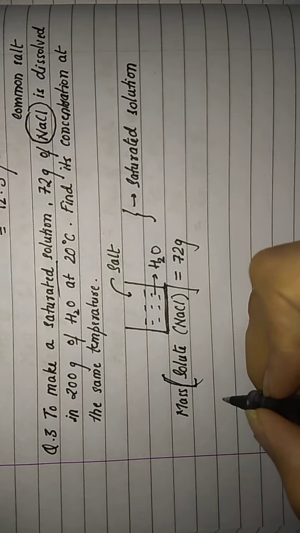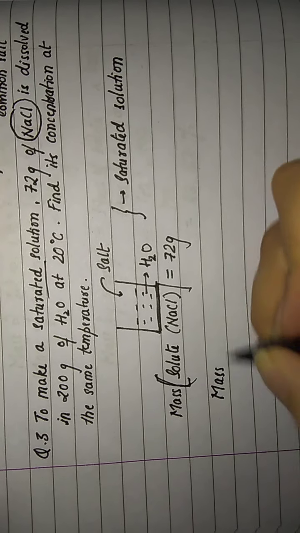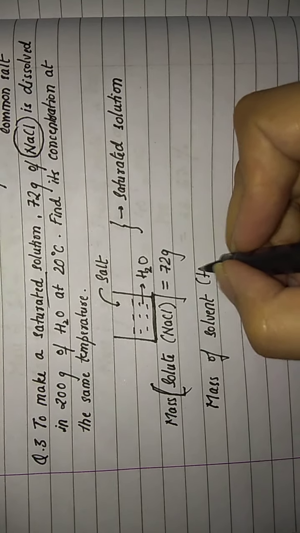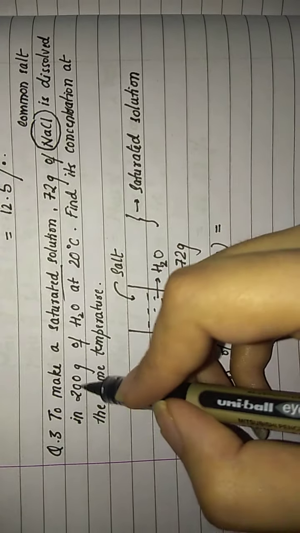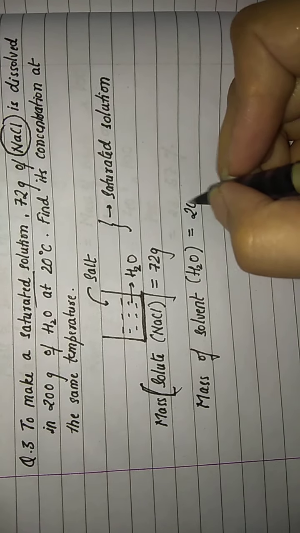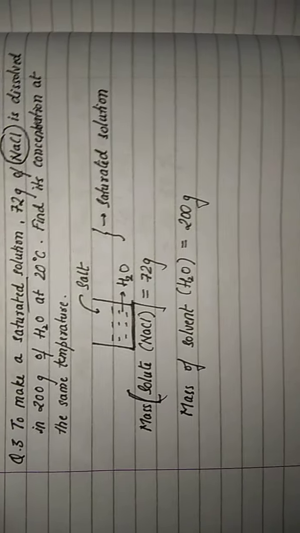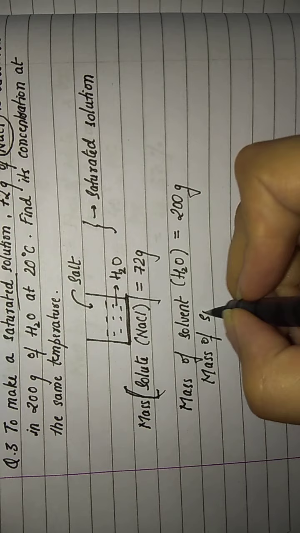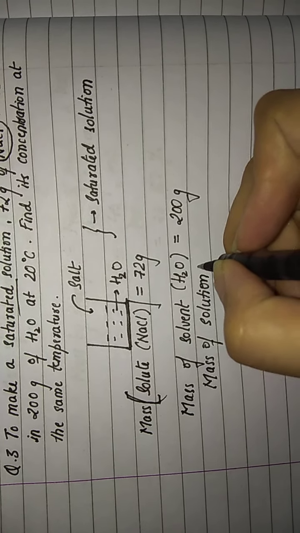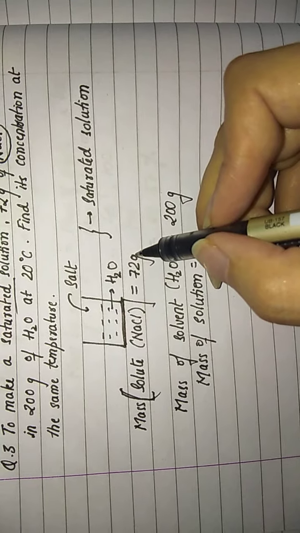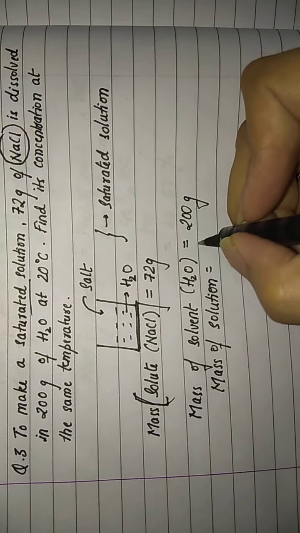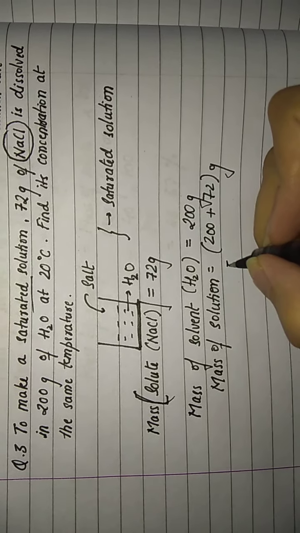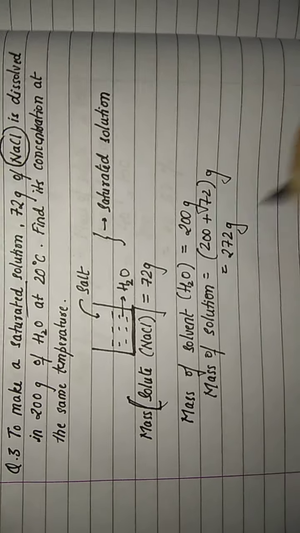Okay, now next is mass of solvent, which is water in this case. Again, what is the mass of water? 200 grams. Fine. So can I calculate the mass of solution? Yes, I can calculate the mass of solution. How will I form the solution? By mixing my salt, NaCl, sodium chloride with water. Okay, so mass of solution will be 200 plus 72 gram, which is equal to 272 grams.